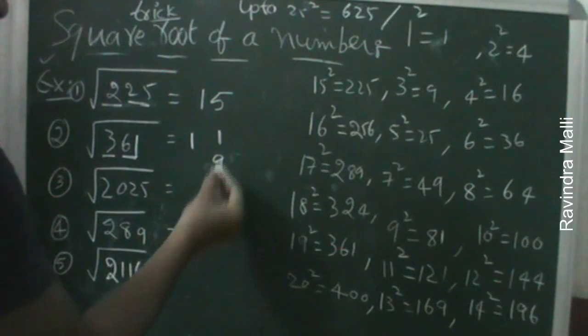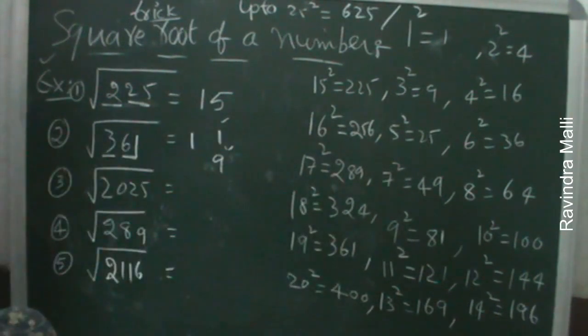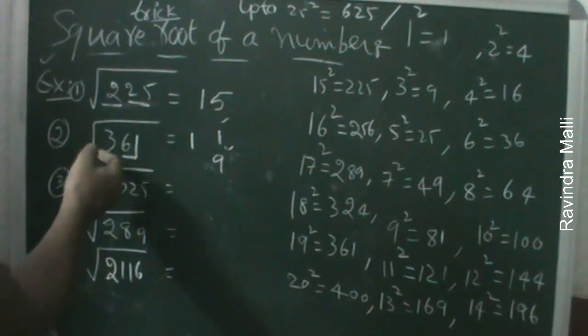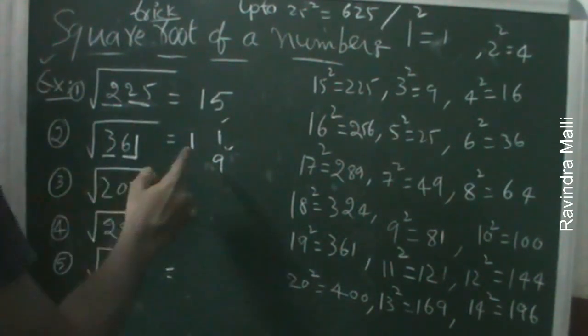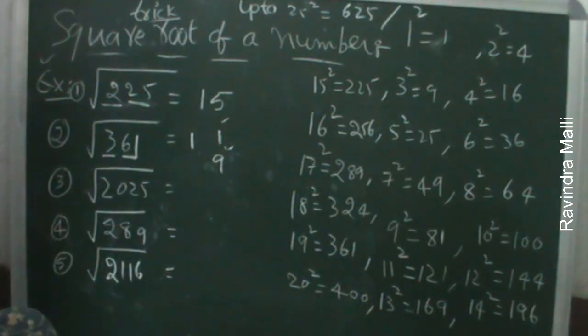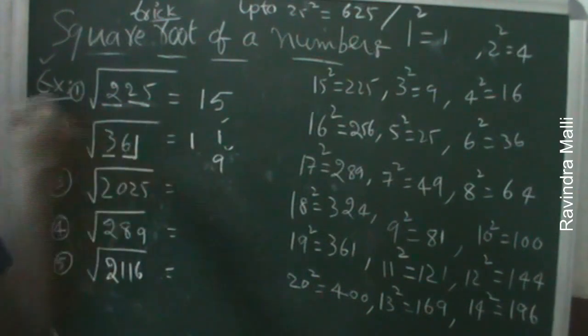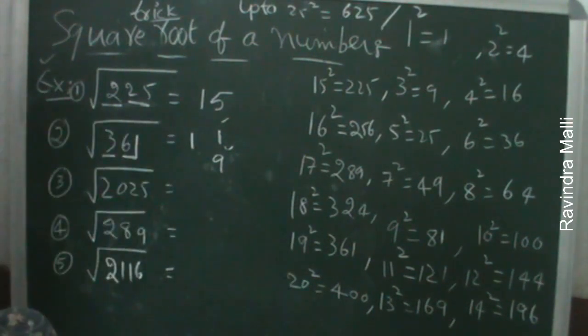Once you have found the 2 possibilities, you have to consider the approximation. Which one is more suitable for this number? It may be 1. If you are considering 1, this value is 11. If I am considering 9, this value is 19.